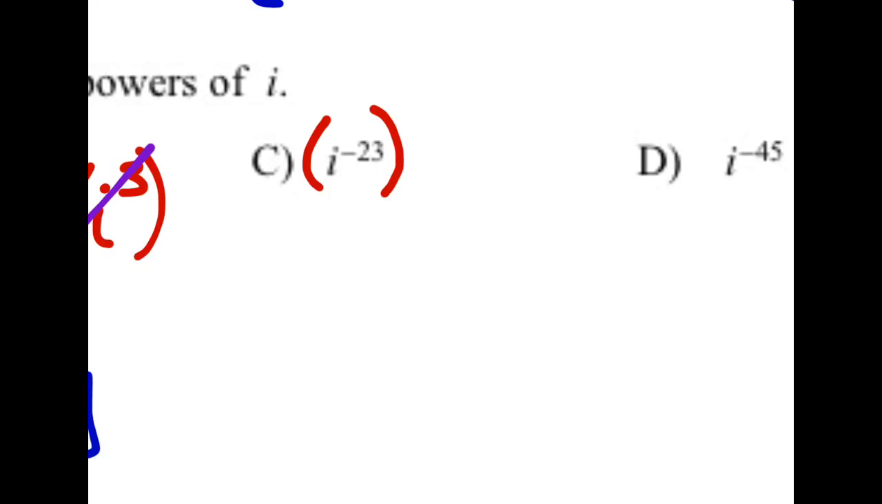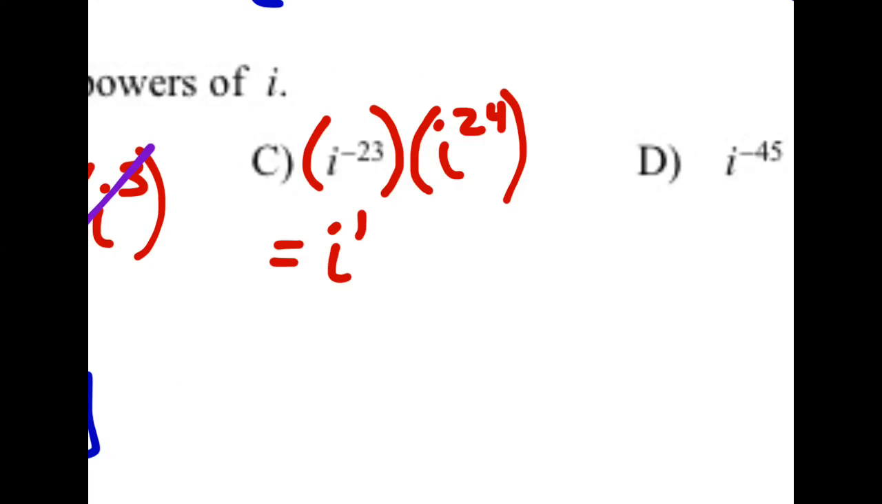Well, 1 is i to the 0, or i to the 4, or i to the 8, or i to the 12, or anything like that. So in this case, I have i to the negative 23rd. So why not multiply it by i raised to the 24? I wouldn't want to multiply it by i to the 20 because that would still give me a negative exponent. But by taking it times i raised to the 24, that gives me i raised to a positive exponent of, in this case, 1.